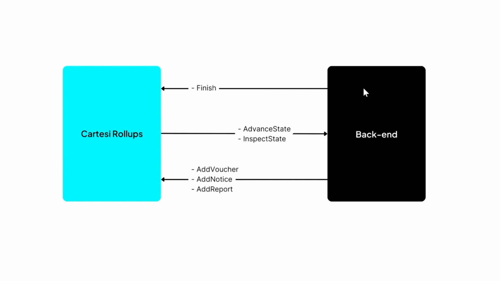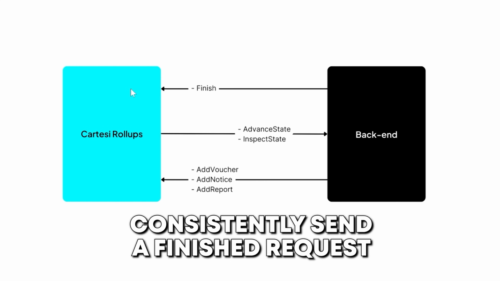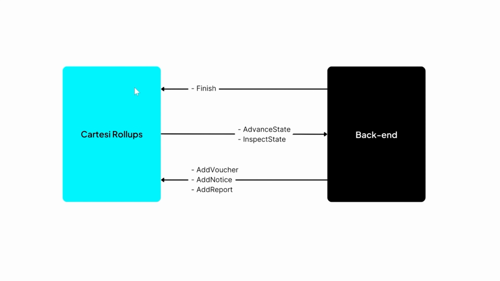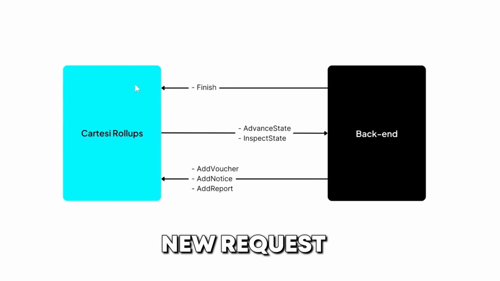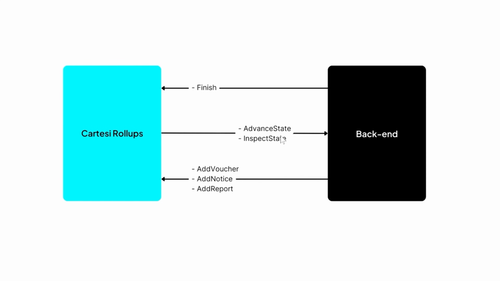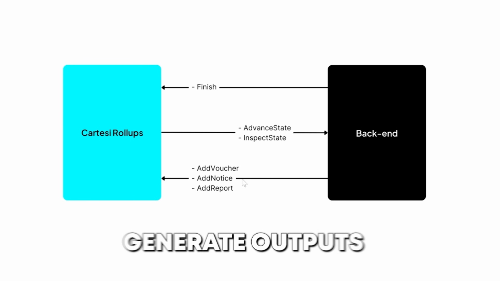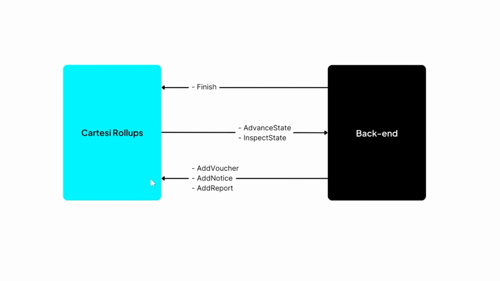What the backend will do is consistently send a finish request to the Cartesi Rollups framework, which is just working on a simple HTTP API. When this finish request is sent, it will essentially sit there idle and wait for a new request, or a new state, inspect, whatever, to be sent. Once we get one of these, the backend can perform all of its logic. It can store stuff, it can delete stuff, it can do whatever it needs to do, and it can generate outputs that tell whoever's using this decentralized application what's going on.